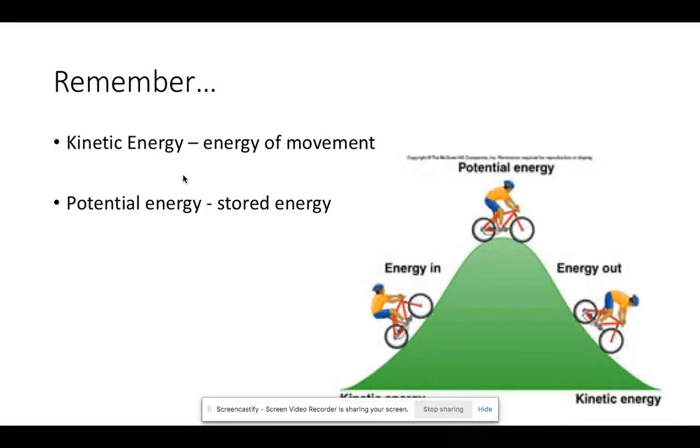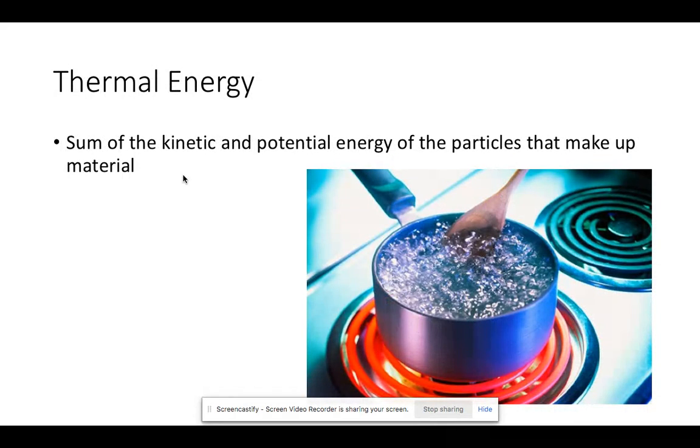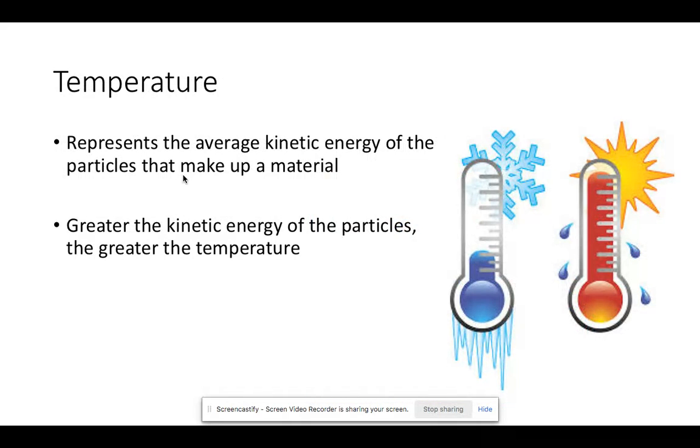So remember, kinetic energy is the energy of movement and potential energy is stored energy. So thermal energy is the sum of the kinetic and potential energy of the particles that make up a material. So those particles and how fast they move. Temperature represents the average kinetic energy of the particles. The greater the kinetic energy, the greater the temperature. So the faster they move, the greater the temperature.